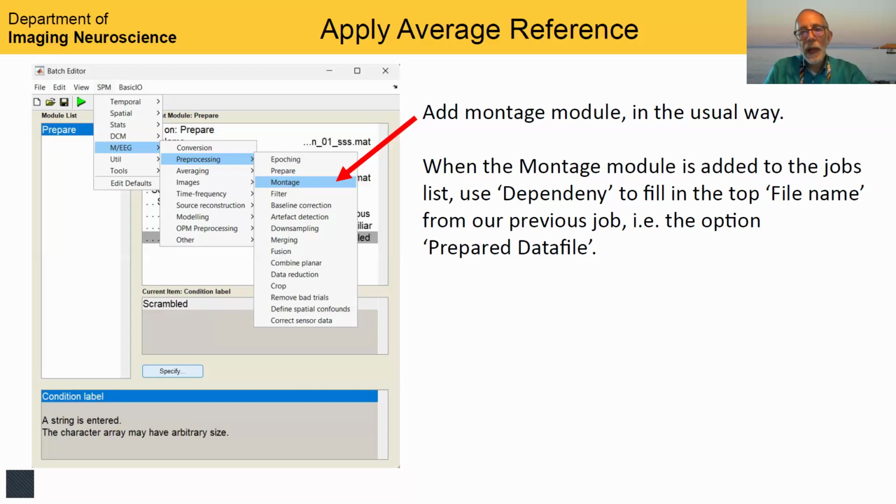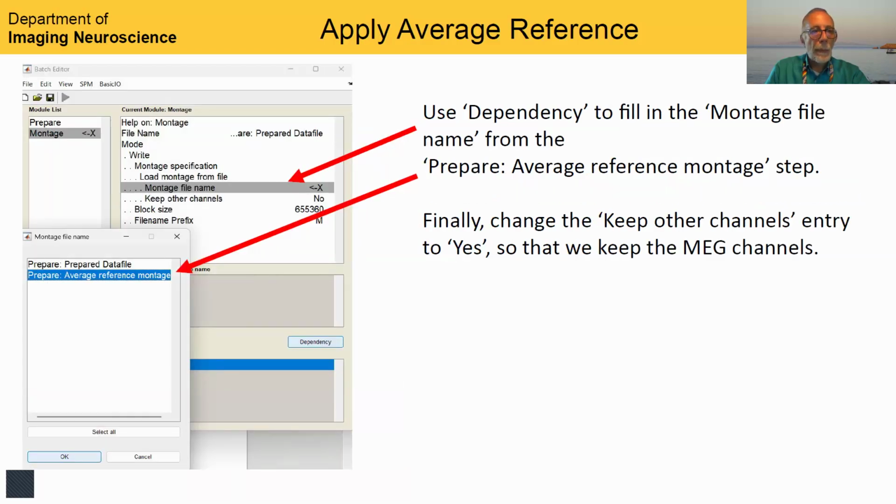The top file name, like before, is going to be from our previous job. That's to say the prepared data file. So it's going to give us the option for prepared data file. So if you do that, and here you can see it's filled in the file name.